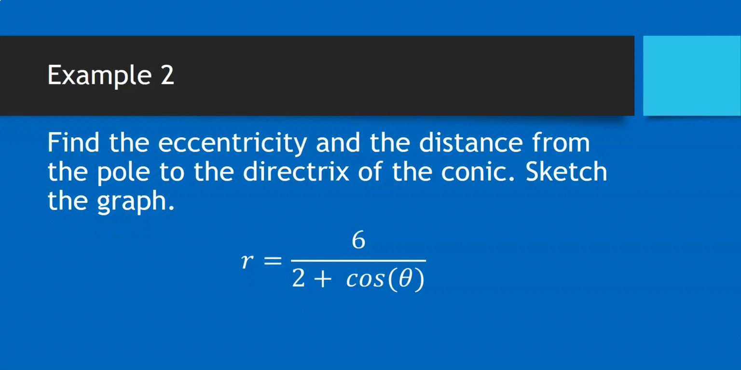So let's look at this equation, r equals 6 over 2 plus cosine theta, and let's find the eccentricity and the distance from the pole to the directrix of this conic. And to just verify that you got the right thing, sketch the graph. Why don't you go ahead and push pause on the video and I'll come back and do that.